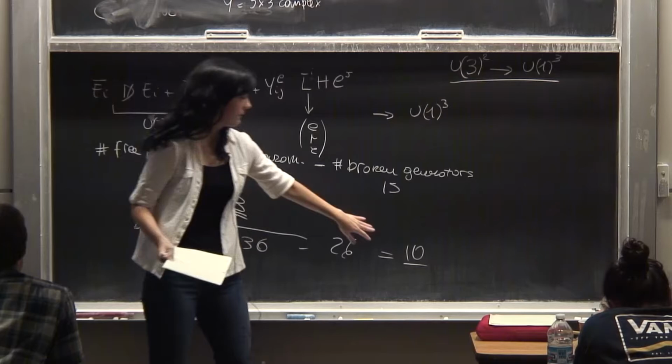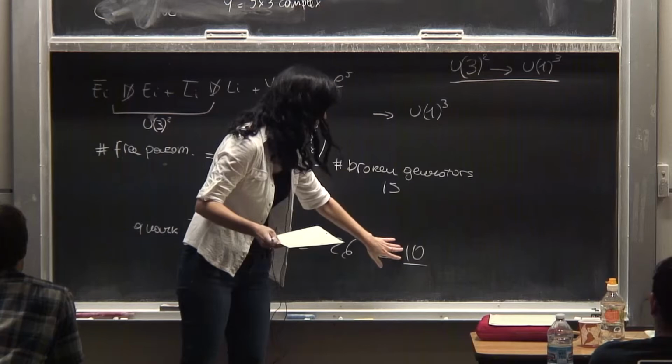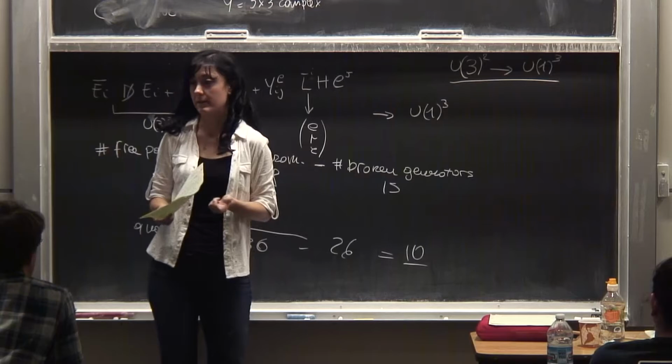What are they? Three masses in the up sector, three masses in the down sector, so six. And then, as we see, four free parameters in the CKM, so in the mixing between the several quarks. Okay, so it works, we're not making any mistake here.